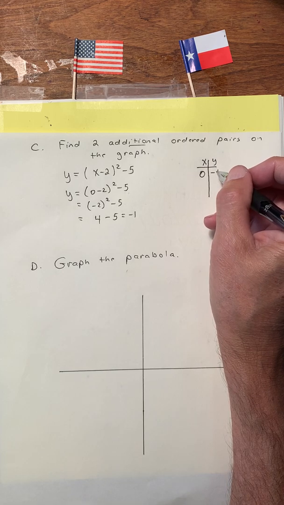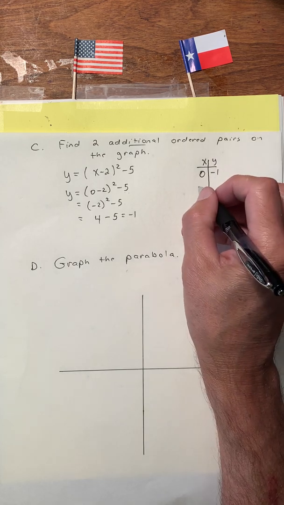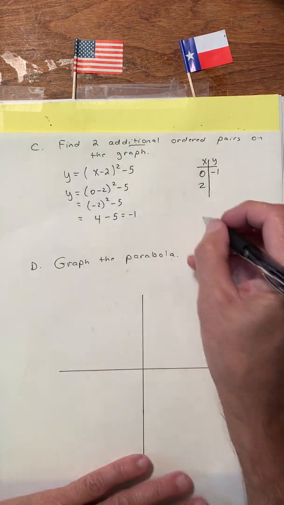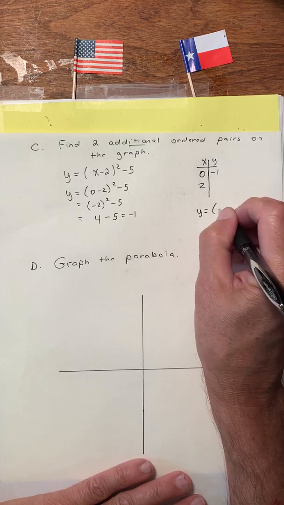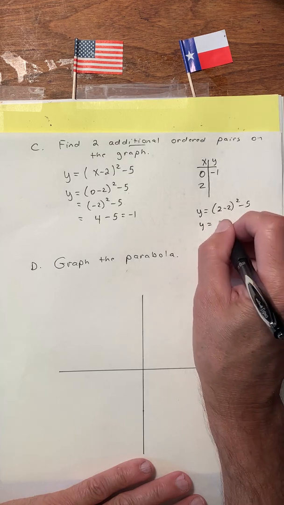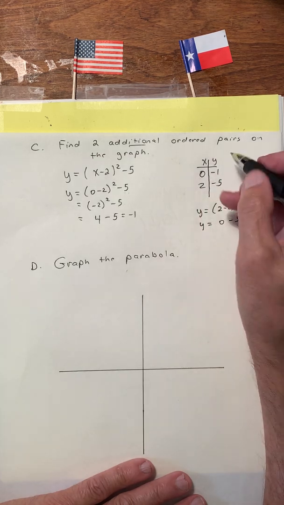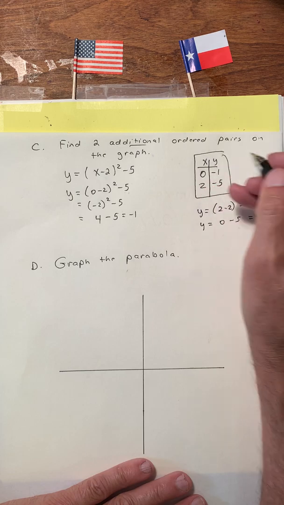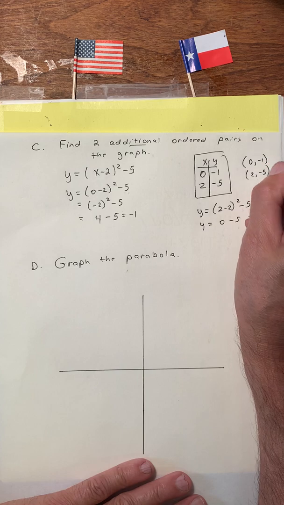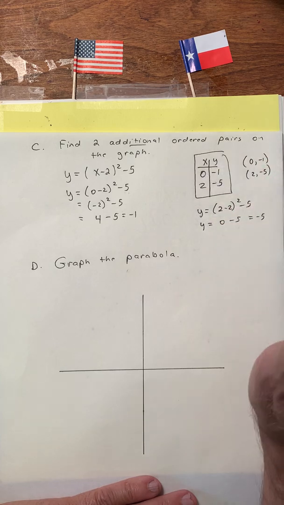All right, let's pick something else for x, like 2. How about 2? Something easy. 2 minus 2, that'll be nice. y equals (2 minus 2) squared minus 5. y equals 0 minus 5. It's negative 5. So here are my 2 additional ordered pairs: (0, negative 1) and (2, negative 5). Again, you can pick anything you want. Just make it easy on yourself.